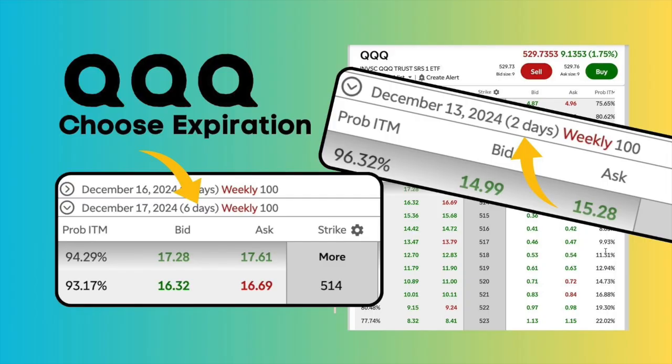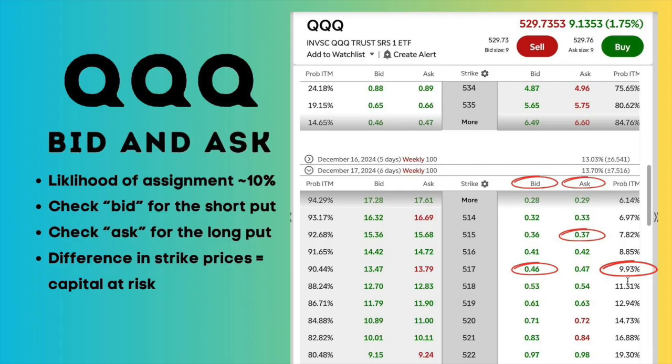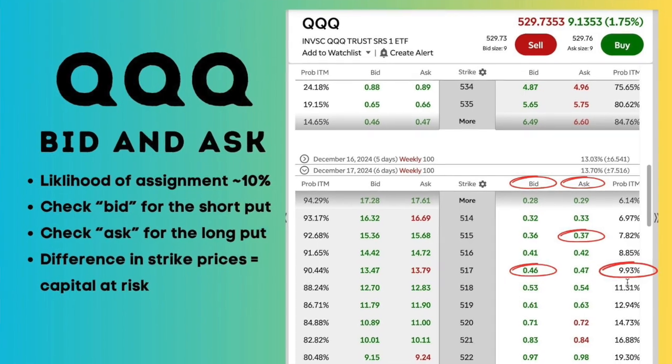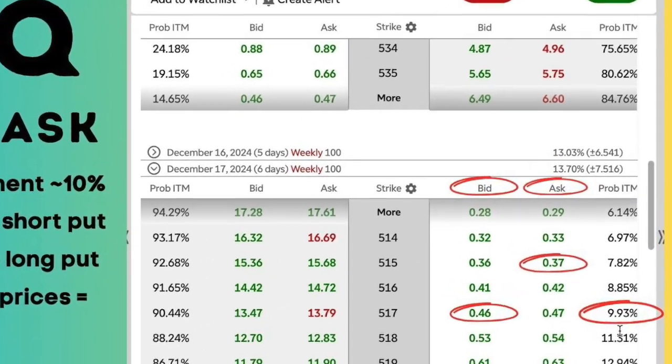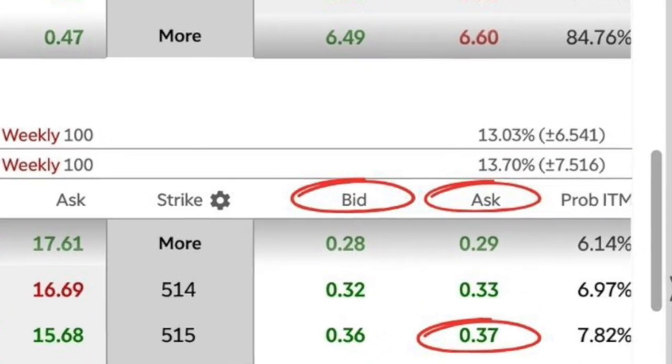Let's take a look at QQQ as an example. For this demonstration, I know I want an expiration date 2 to 6 days out. It's always a good idea to compare multiple expiration dates while fine-tuning your trade setup. Strike prices will depend on your capital requirements and the net credit that you expect to receive. The bid price represents what buyers are willing to pay, while the ask price shows what sellers want for a specific option. These numbers are key to estimating your net credit when setting up a bull put spread.